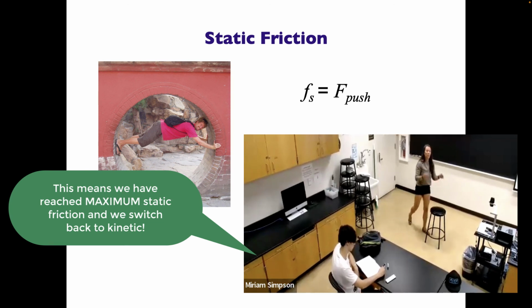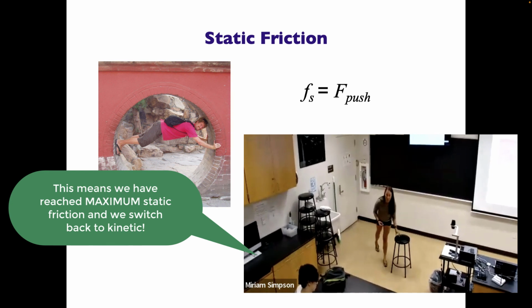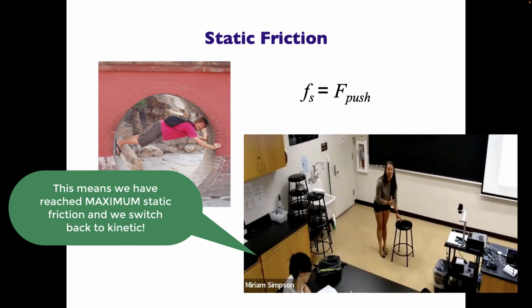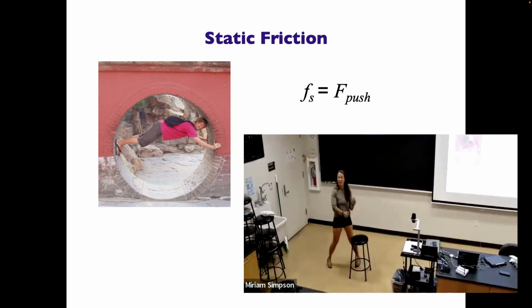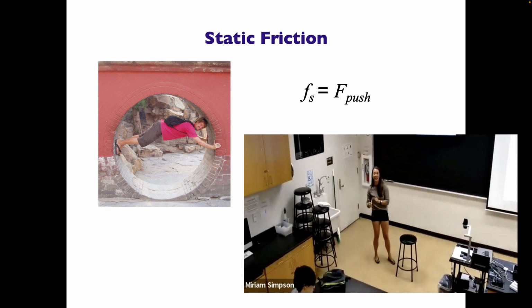Now I push even harder and it starts to move, okay? Let's say at the point where I push with 6 newtons, I overcome static friction. Okay, what kind of friction do we have now? Kinetic friction, okay? So there's a limit to static friction. Until you reach that limit, the forces just have to cancel. Whatever force you put in, that's what static friction is.